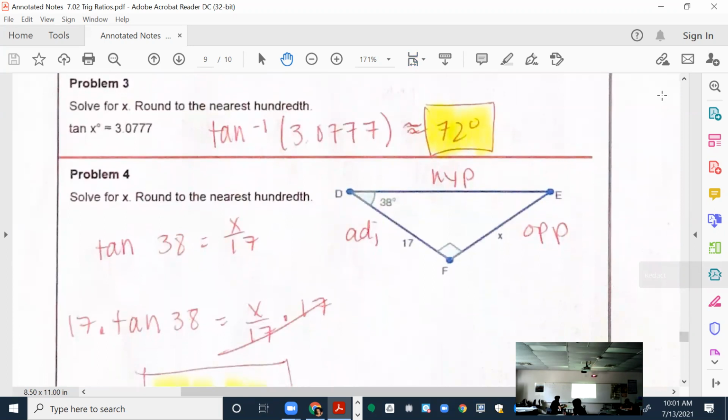Practicing solving for the angle measure. Again, you are using the inverse function of tangent. So put the second button, then tangent, type in the number that they give you. It's about 72 degrees.